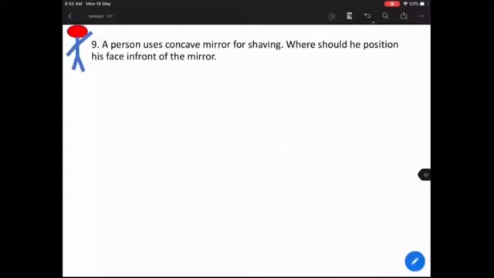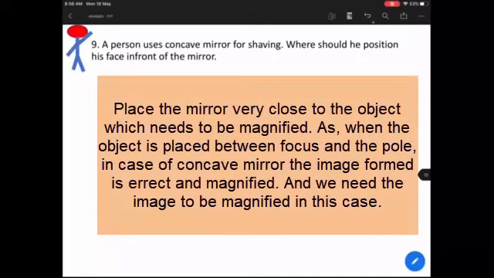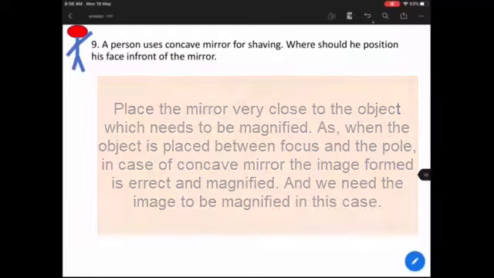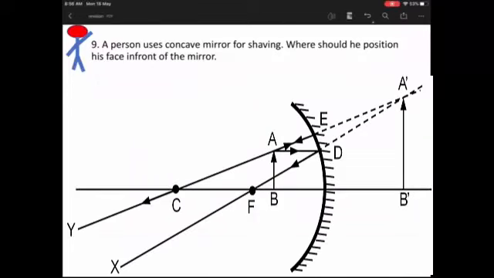Okay, next one is a person uses a concave mirror for shaving. Where should he position his face in front of the mirror? Suppose somebody is shaving, where should he place the mirror? He should place the mirror very, very close to his face. Tell me why? Because if you remember the last diagram, when your object is placed between pole and the focus, only at that position you will be getting an image which is much larger in size, and it is the only image which you will find erect.